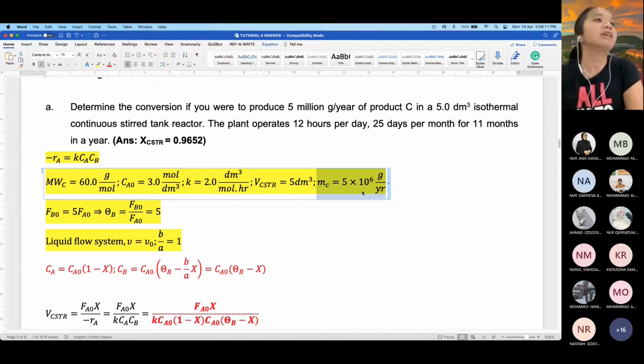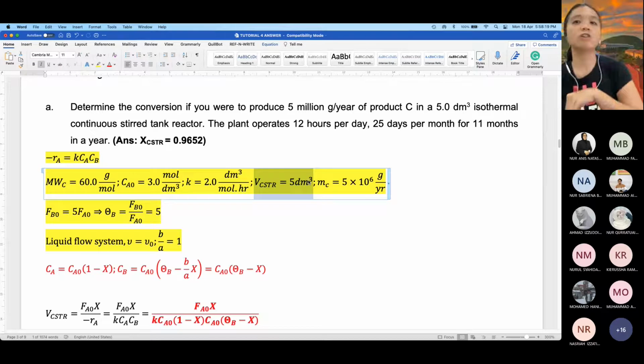Okay, next. They give us volume of your reactor. Volume CSTR adalah 5 dm³. So now they give us volume reactor. Dia beri kita mass flow rate of C. So you might wonder kenapalah kita diberi mass flow rate. Tak apa, kita pergi kemudian. You process first the information. Kita ada mass flow rate. Sebelum ni kita belajar molar flow rate. Kita belajar volumetric flow rate. Now they give you another information which is the mass flow rate of C.